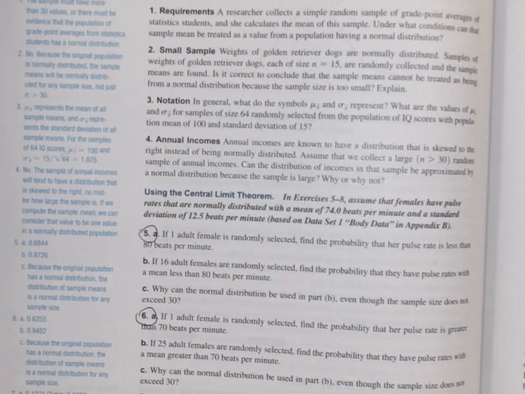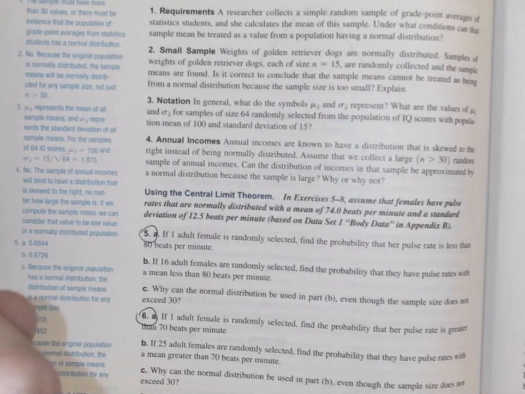Annual incomes are known to have a distribution that is skewed to the right instead of being normally distributed. Assume that we collect a large random sample, n greater than 30, of annual incomes. Can the distribution of the incomes in that sample be approximated by a normal distribution because the sample size is large?